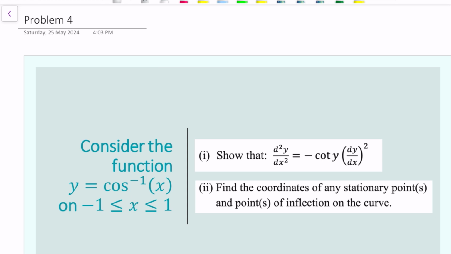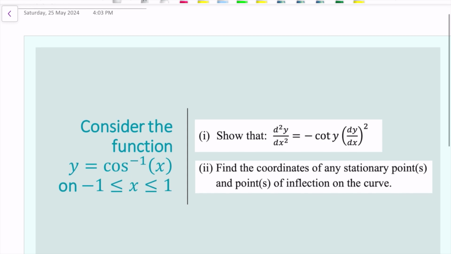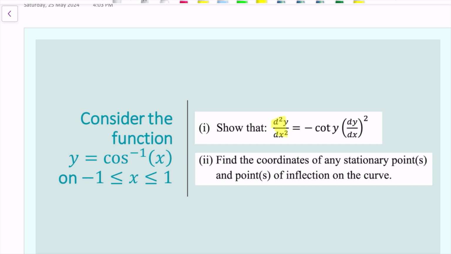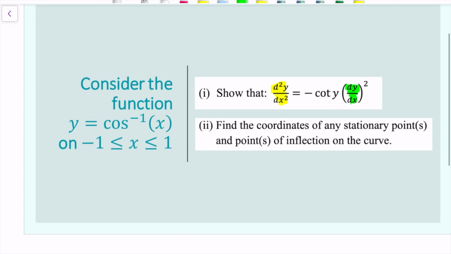And we need to show that the second derivative is equal to negative cotan times the first derivative squared. Bear in mind there's a difference here, that's the second derivative, but that there is dy dx all squared, different notation. And then we're using the result to find the coordinates of any stationary points and points of inflection.